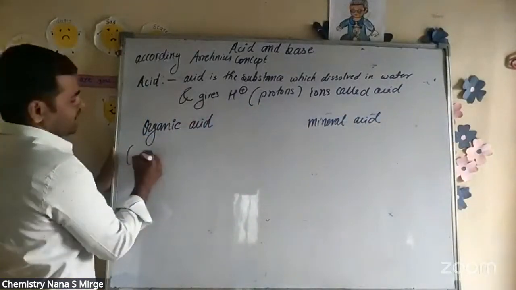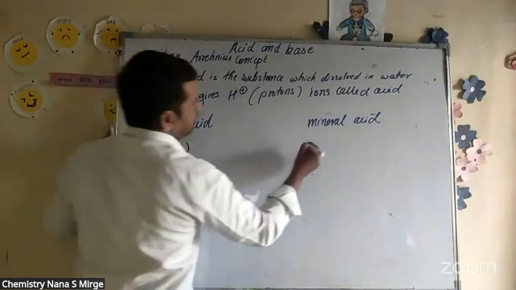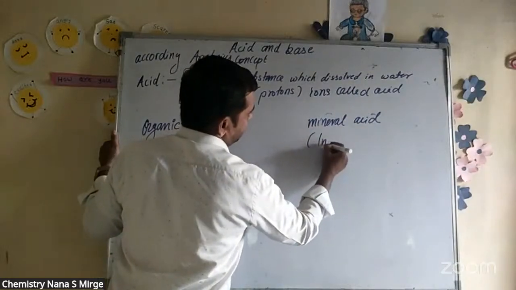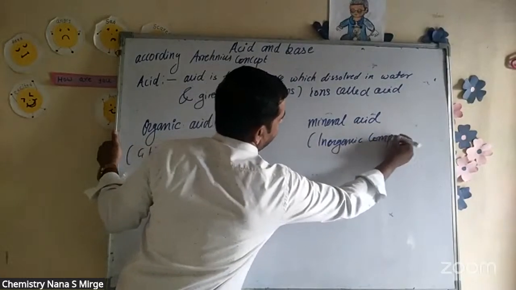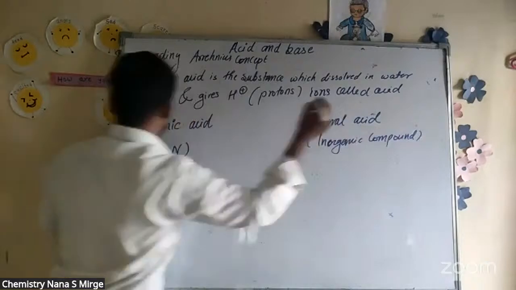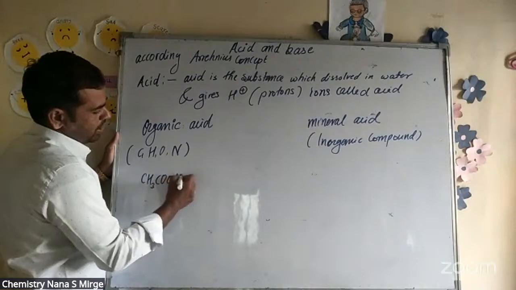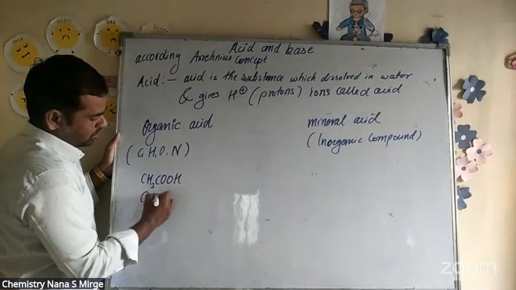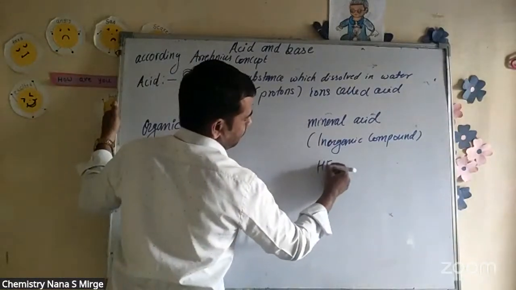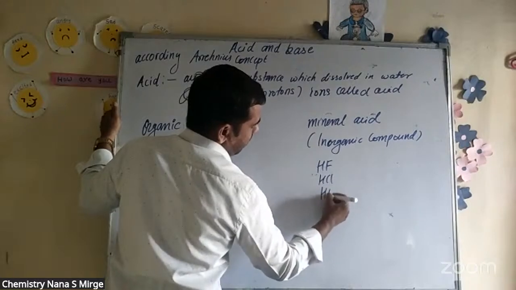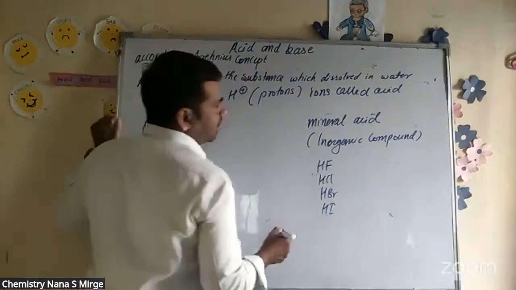Organic acid is made particularly from carbon, hydrogen, oxygen and nitrogen, but inorganic acid is made from inorganic compounds. Organic acids are, for example, acetic acid, CH3COOH, and oxalic acid, C2H2O4. Inorganic acids are HF, HCl, HBr, HI. These are the inorganic acids, which we also call mineral acids.